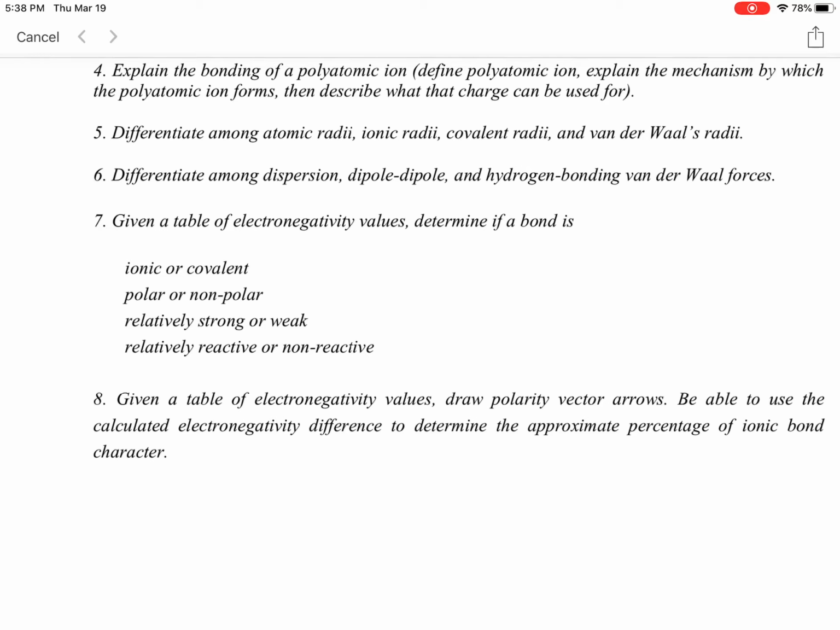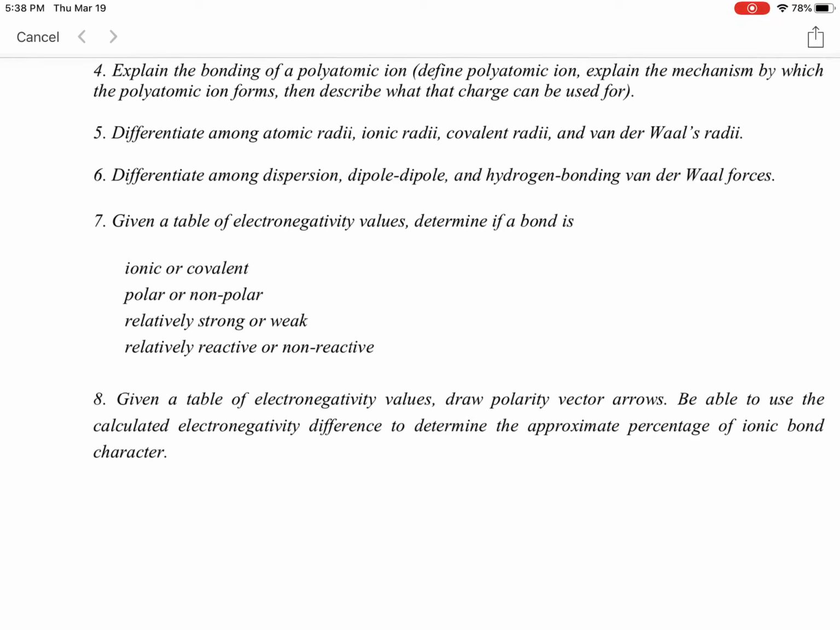Given a table of electronegativity values, draw polarity vector arrows. You're not going to be able to draw the arrows, but I will have some correctly drawn and incorrectly drawn on the multiple choice, and you, of course, choose the one that is correctly drawn: the arrow goes towards the electronegative element, and the positive tip of the arrow goes towards the electropositive element.